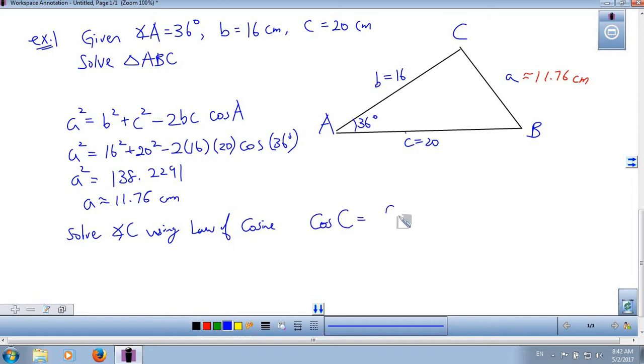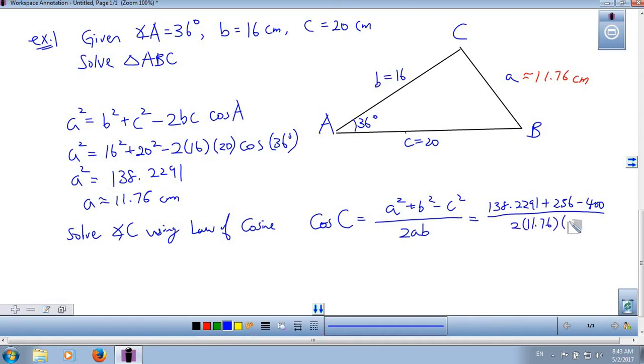So cosine of angle C is going to be equal to a squared plus b squared minus c squared divided by 2ab. Because now we have all 3 sides, we can just substitute in the numbers. So a squared is 138.2291, plus b squared, which is 16 squared is 256, minus 400, divided by 2 times a, approximately 11.76, and b was 16. Now I like to use my calculator to keep those numbers as exact as possible. I don't really want to round it off, because that will cause some round off errors.